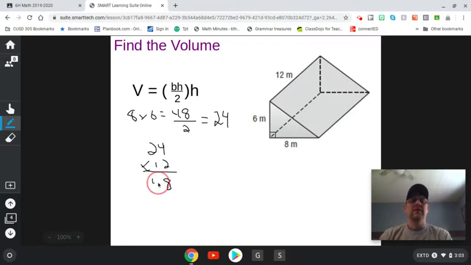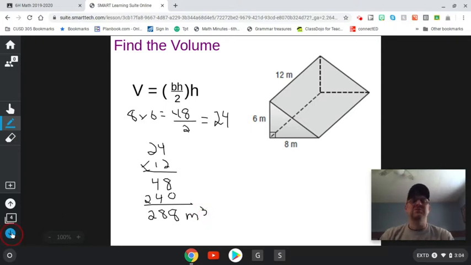Okay, so we take 4 times 2, which is 8. We put a 0 here. Then we take 4 times 1 and 1 times 2. Add that up, you get 288. And once again, it's meters. And since it's volume, it is to the third power or cubed. So it's meters cubed. Okay, so that's how you do it.